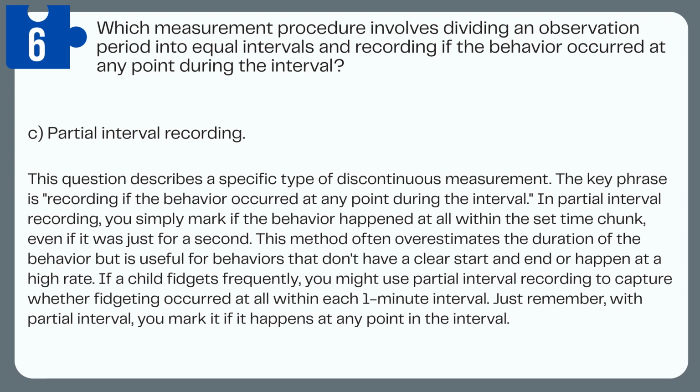This method often overestimates the duration of the behavior, but is useful for behaviors that don't have a clear start and end or happen at a high rate. If a child fidgets frequently, you might use partial interval recording to capture whether fidgeting occurred at all within each 1-minute interval. Just remember, with partial interval, you mark it if it happens at any point in the interval.